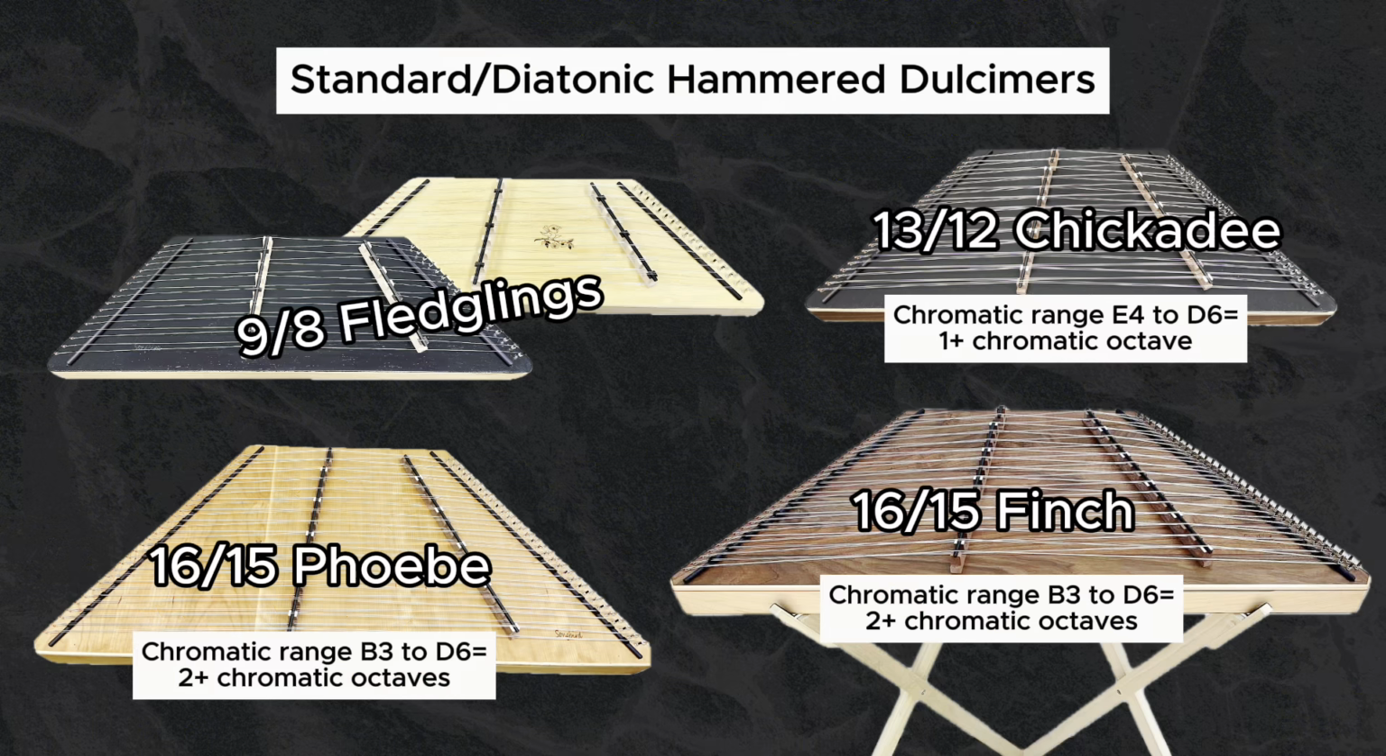Good job. In conclusion, standard or diatonic dulcimers have only two bridges, a treble and a bass bridge. You may not be able to play every song, but they are great for beginning players to learn scales and keys because of the way they're set up.